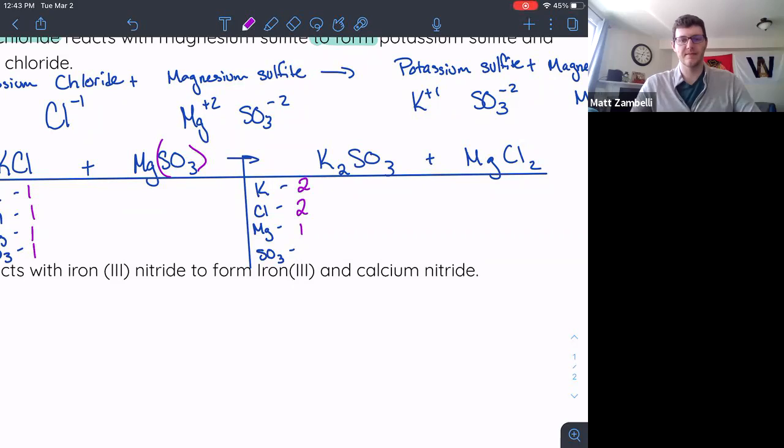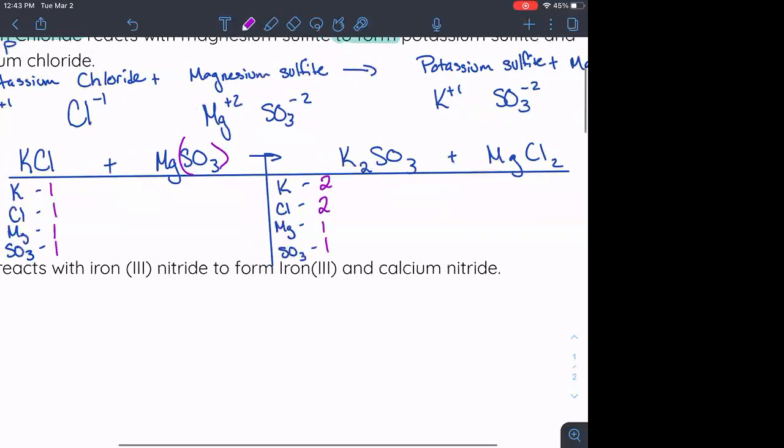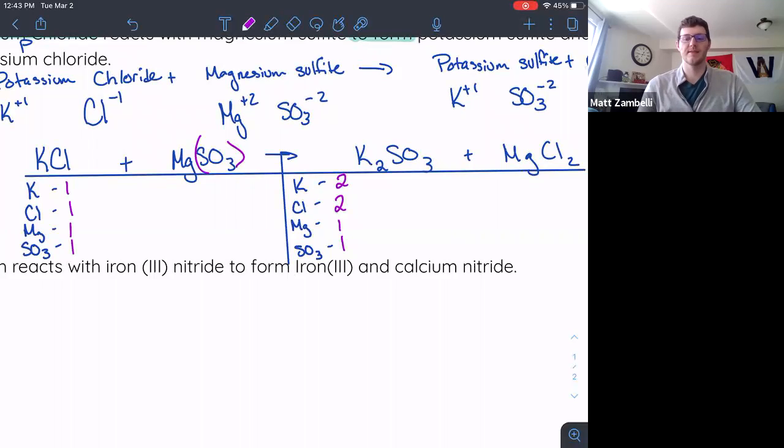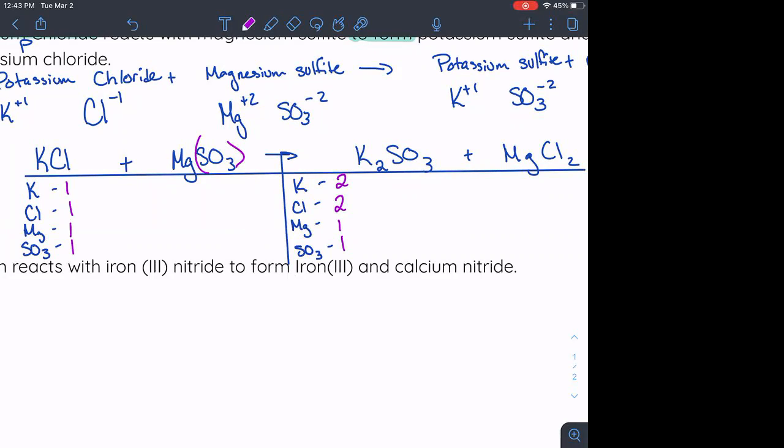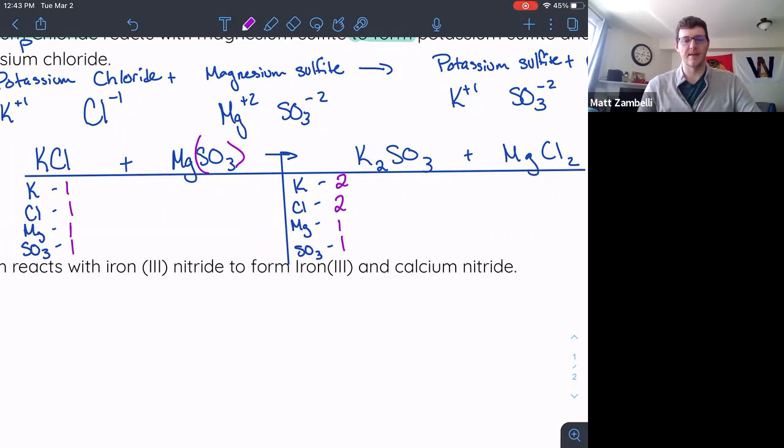How many sulfite? 1. Perfect. All right. Are they balanced already? No. So how do I balance them?